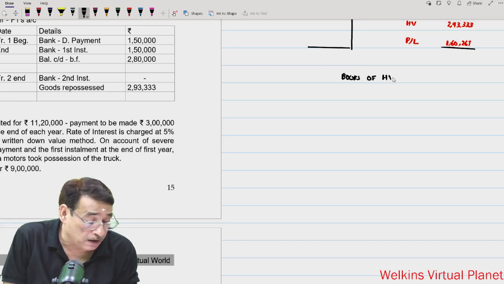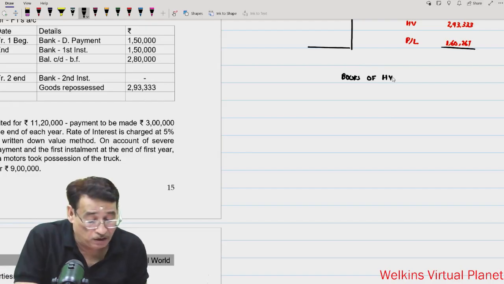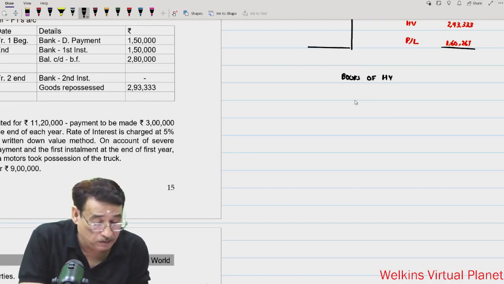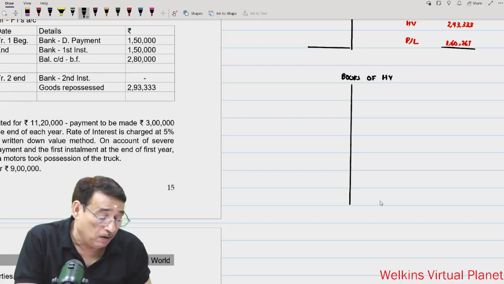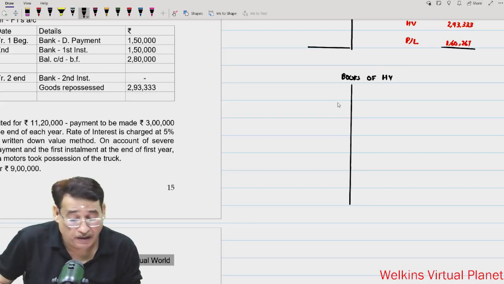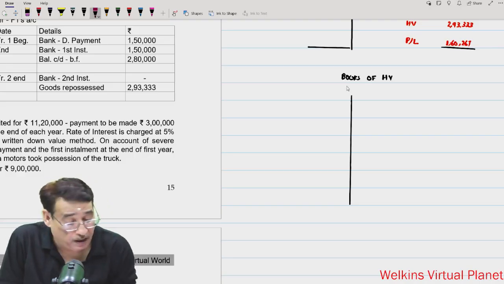We have already seen that hire vendor generally prepares hire purchaser account. We have already seen, isn't it? So he will prepare hire vendor account, and the hire vendor account will prepare hire purchaser account. So I will write here hire purchaser.